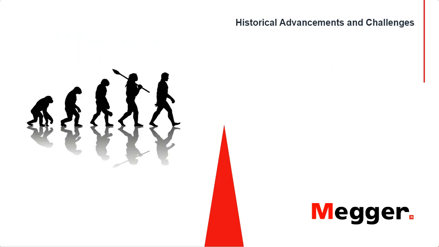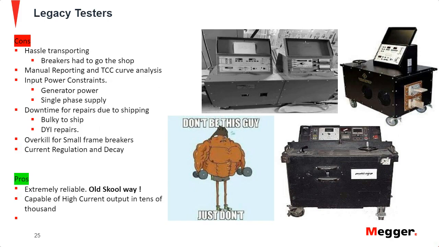Now we'll take a look at some of the advancements and challenges of primary injection test sets throughout the years. So we have legacy test sets. Seen here depicted, we have these big bulky test sets. The issues you had with these are that they are massive, sometimes weighing upwards of 1,200 pounds or more. So shipping is always going to be a problem. Repairing is always going to be a problem. You also have input power constraints. Typically, they operate only off single phase supply, and so you have a lot of issues getting power from generators as well. Just because they're older, you run into a lot of issues with these.